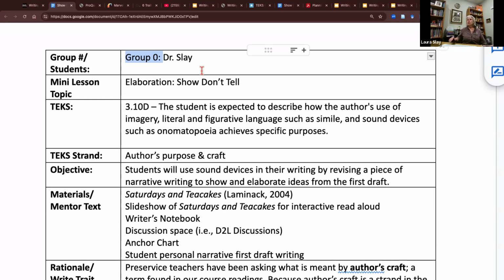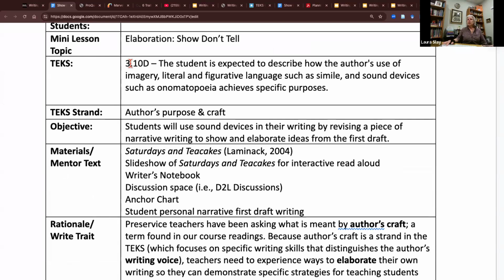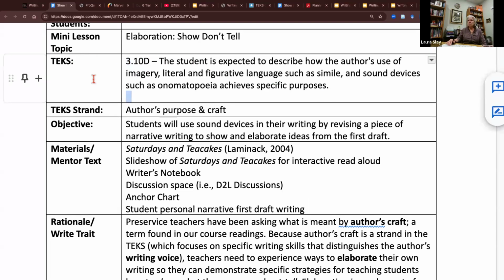This is what I walked you through last week. What's the learning standard? I picked a third grade learning standard, 10D, and it says that the student is expected to describe how the author's use of imagery, literal and figurative language such as simile and sound devices, such as onomatopoeia, achieve specific purposes. Notice I write the entire TEK, the standard, letter D, here, so that we see the way it is written in the learning standards.